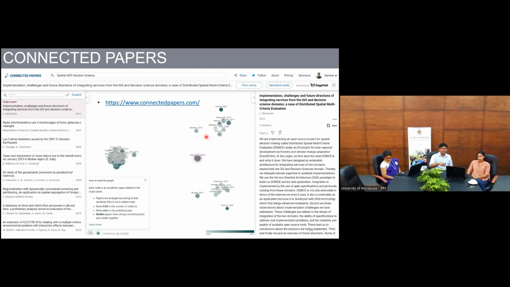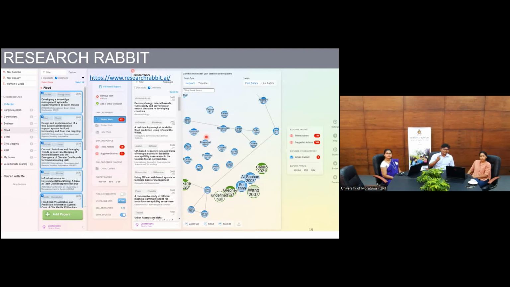So that's one tool that's called Connected Papers, which I personally recommend for anyone who is a novice researcher and who is still trying to understand their area and see whether some papers are connected or not. So that gives a good idea, and it's open access. It's easy to use. The next one is Research Rabbit.